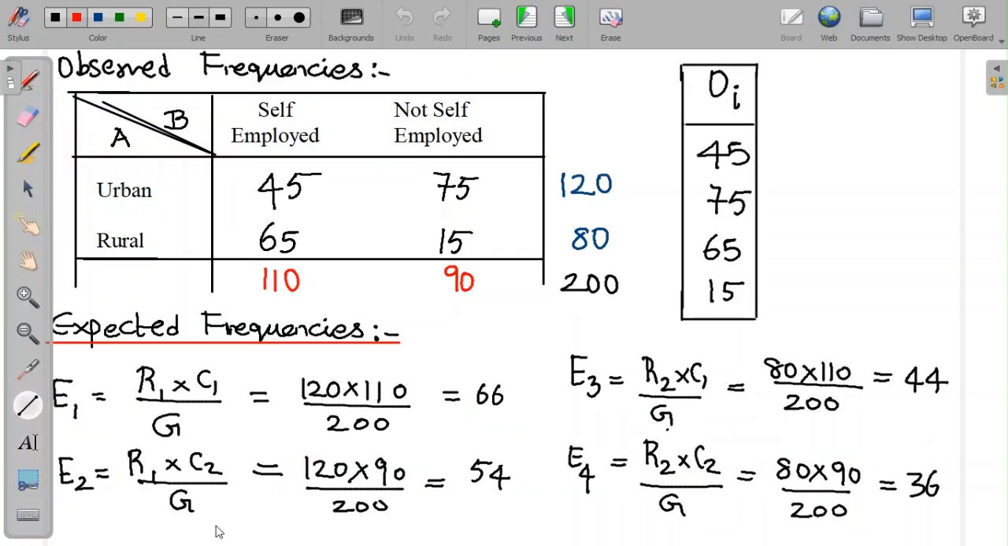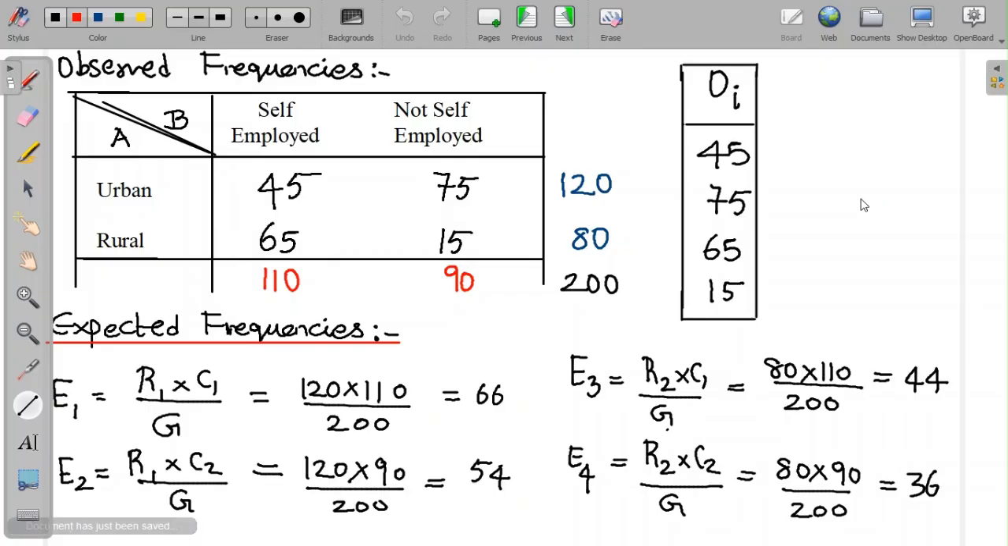So we calculate the expected frequencies based on the observed frequencies using the formula we have already discussed. We need the row totals and the column totals for the table given. We found the row totals to be 120 and 80, and the column totals to be 110 and 90. The corresponding expected frequency for each of the given observed frequencies 45, 75, 65, and 15 is calculated as follows. 45 has a row total of 120 and a column total of 110. That gives us an expected frequency of 66. Similarly, 75 has a row total of 120 and a column total of 90. That gives us an expected frequency of 54.